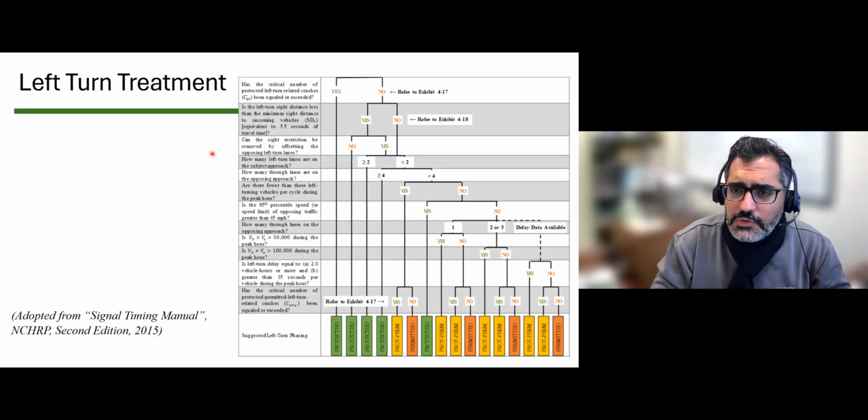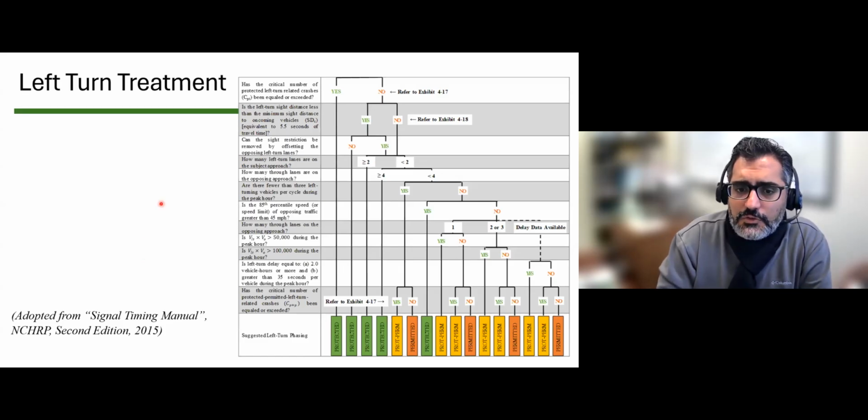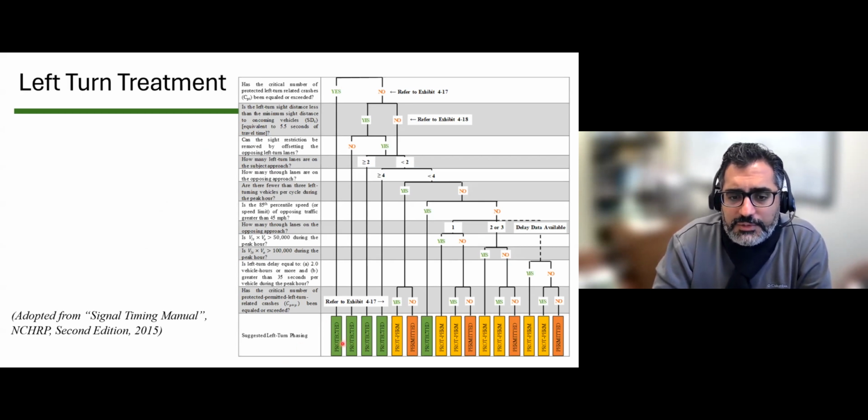One of the best and most comprehensive sources here is the Signal Timing Manual, that provides a flowchart to make the decision whether to make the left turn protected, permitted, or a compound phase. Now, how is that decision made? There are a few things that you have to check.